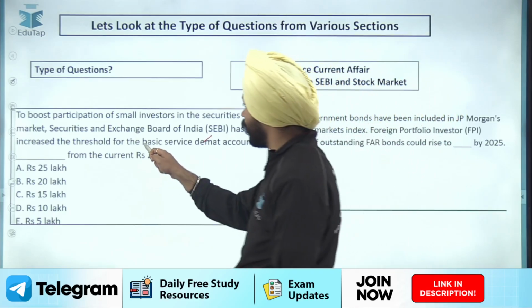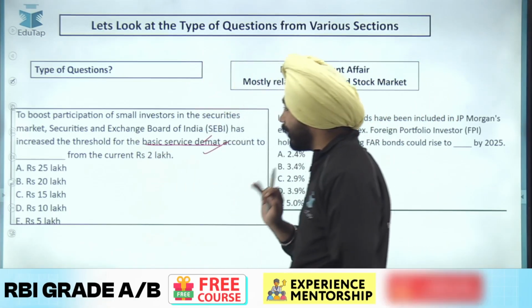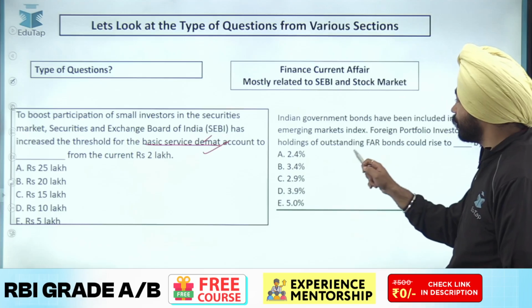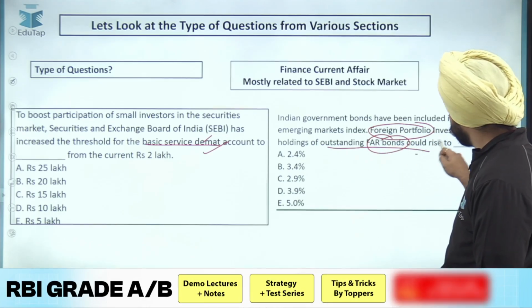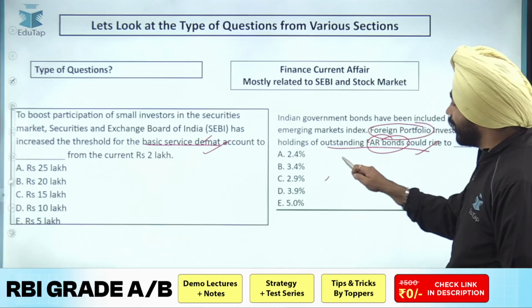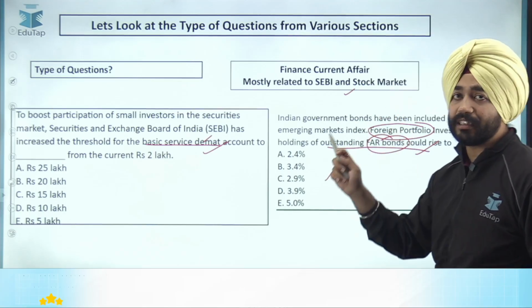You can see the threshold limit for basic service demat accounts. Direct question. Again, a factual based question. Then, India's foreign exchange FAR bonds could rise up to how much percentage? That's again a question regarding the primary and secondary market.